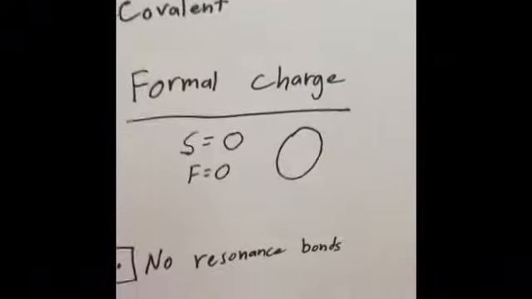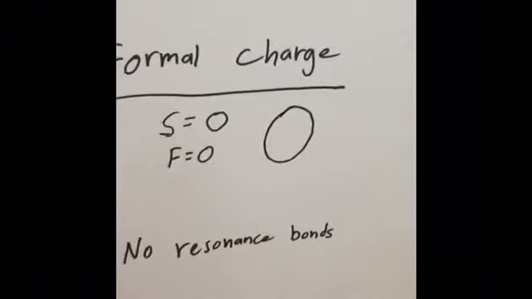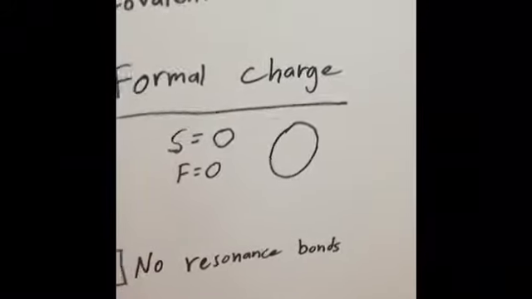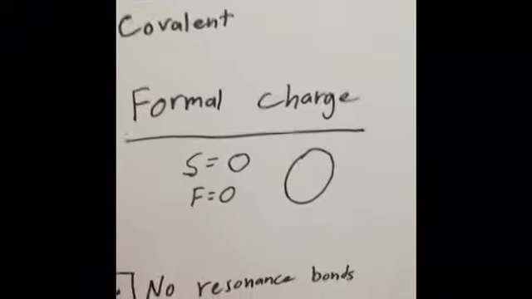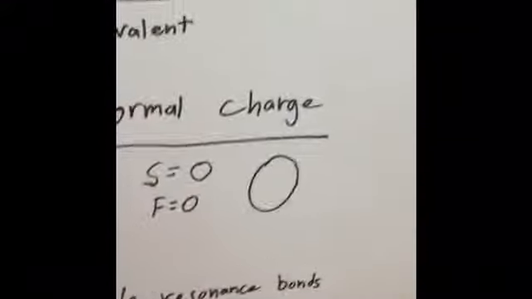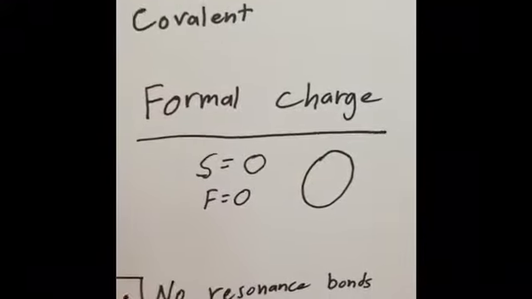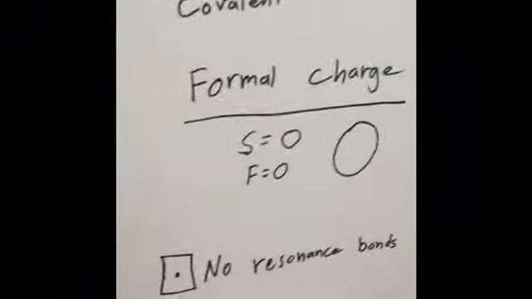The formal charge is 0. This is because in a formal charge, you do the number of valence electrons, so S has 6, and you subtract the number of bonds, which is 4. So 6 minus 4 is 2. And then you subtract the number of nonbonding electrons, which is these 2. So S will equal 0.